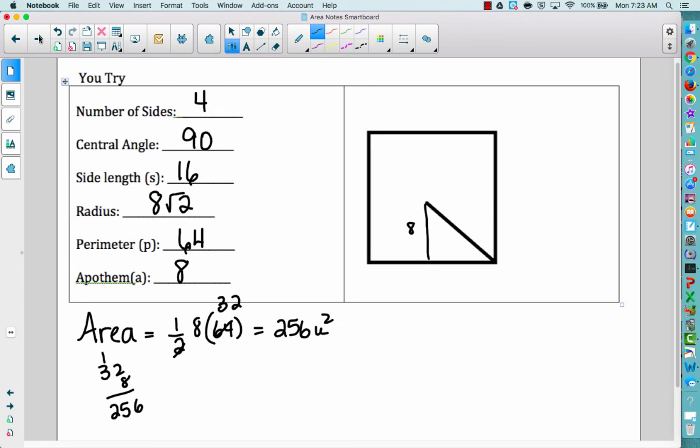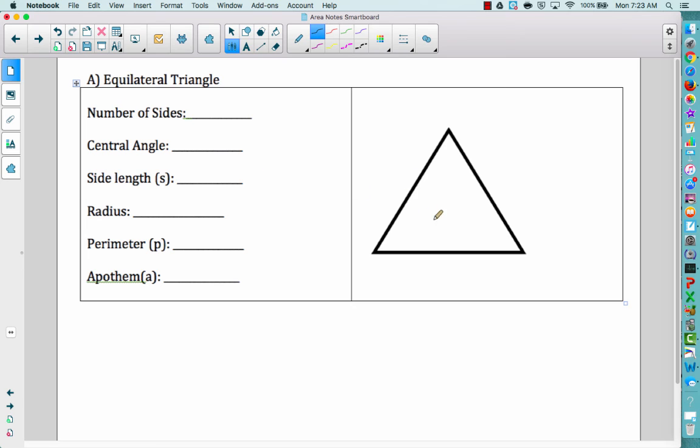Okay, so let's try it on an equilateral triangle. I'm giving you an equilateral triangle, and I'm going to tell you that the apothem is 8. All right, so we already know that it's a 3-sided figure and that my central angle is 120 degrees from that previous problem. I'm going to draw in my radius. Actually, I like to draw in 2 radiuses just to help me. If it's 120 degrees central angle, I've created a 30, 60, 90 triangle with this angle being the 60.